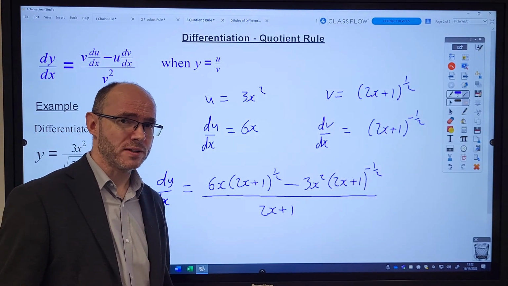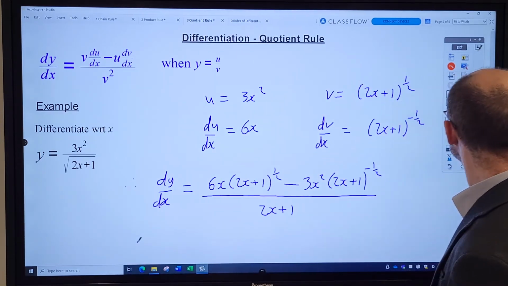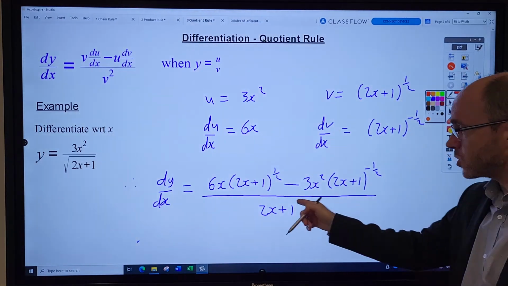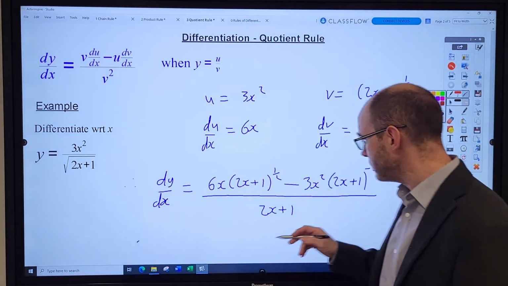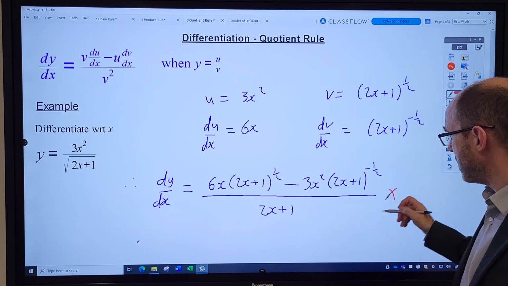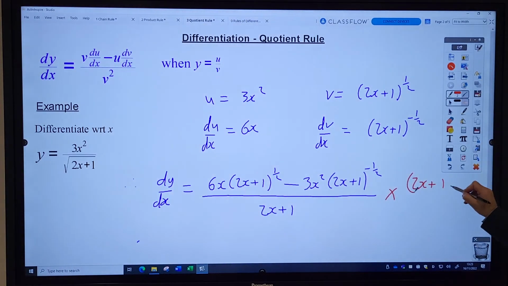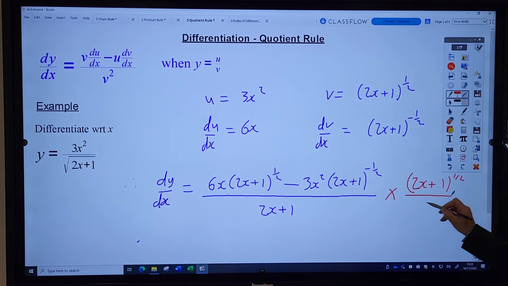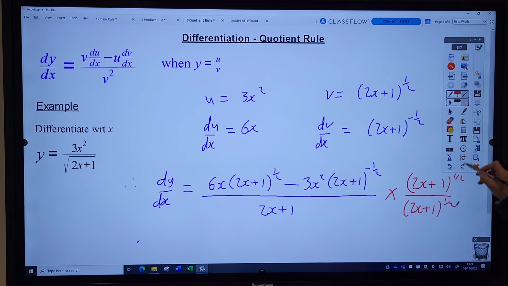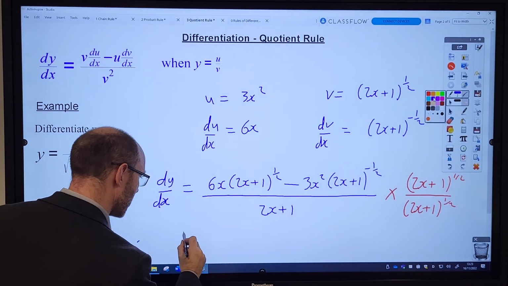Would you know how to simplify it? Think about it for a moment if you want. Pause the video, take all the time you need. But I'm going to suggest in this case, because it's already set up as an algebraic fraction, we don't need to do the common denominator thing because it's already there. Just multiply the top and bottom by (2x plus 1) to the power of a half. And the reason is because then you can simplify this quite a lot, as I'll show you.